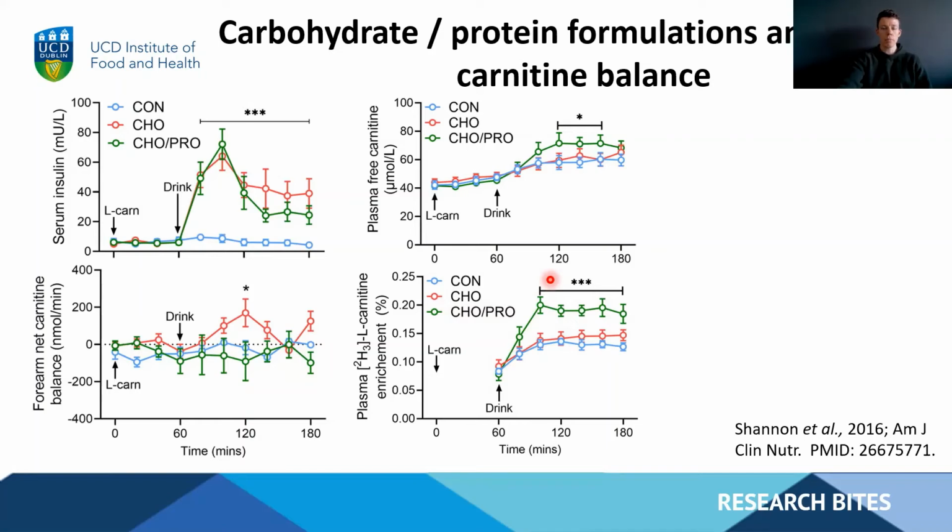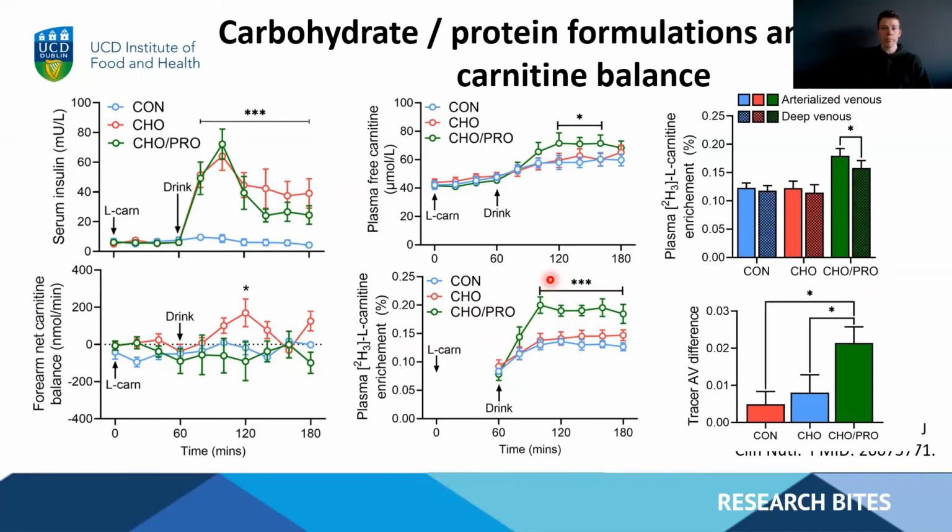And then when we combine these two measurements of the AV difference and the tracer enrichment, we get the following. So this is showing us basically what's the plasma carnitine enrichment in the arterialized blood or the venous blood. And there's no change in these measures in the control and carbohydrate trials, basically because the tracer is handled in exactly the same way as unlabeled carnitine. So whatever's going into the muscle is coming out of the muscle, behaving in the same way. And that's kind of what we expected.